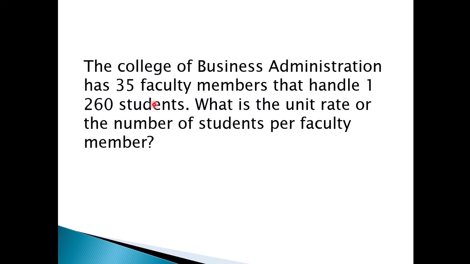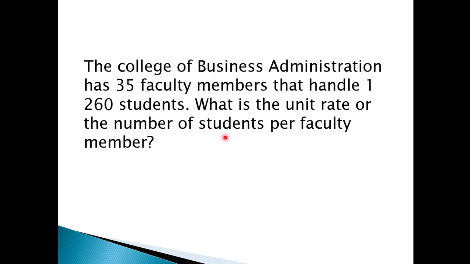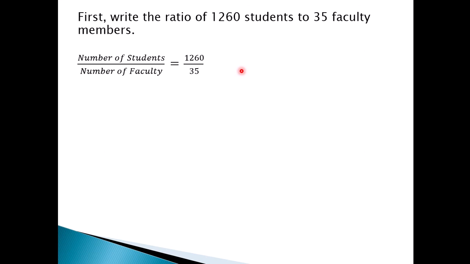Okay, so our given variables are the following: 35 faculty and then 1,260 students. So you already have the guide on how to do our rate here. First, write the ratio of 1,260 students to 35 faculty members, because our problem will ask about the unit rate or number of students per faculty member. That's why we need to start with 1,260 for the numerator, and then faculty member will be the denominator, which is 35. After that, we proceed with simplifying.